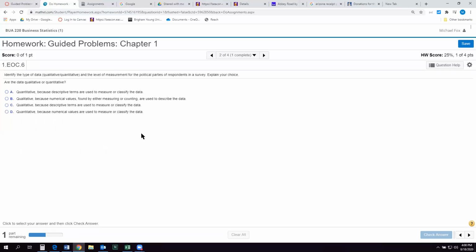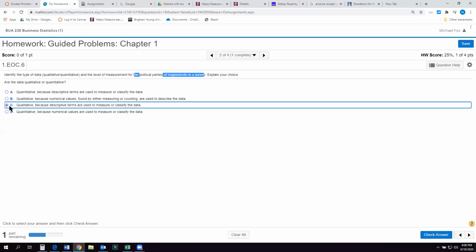All right. Next one, identify the type of data, qualitative or quantitative, and the level of measurement. So same concept here. This time they're asking for the political parties of respondents in a survey. So this does not have to do with numbers, right? This is going to be qualitative data because descriptive terms are used to measure or classify the data. Qualitative data.